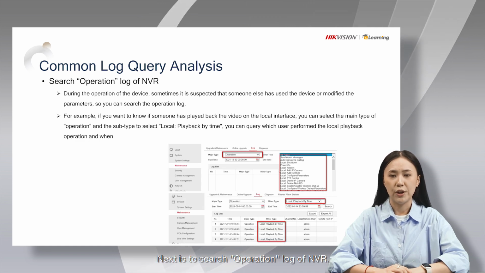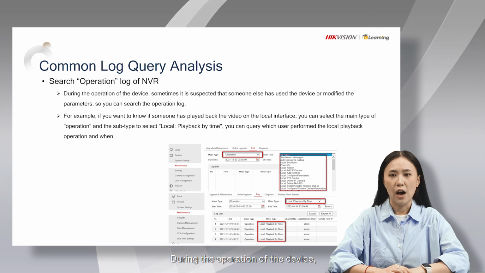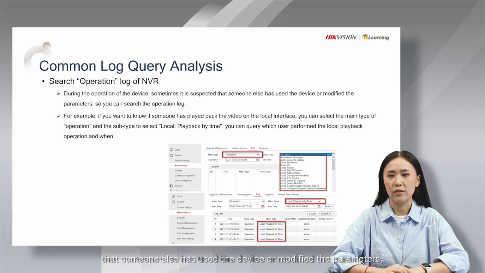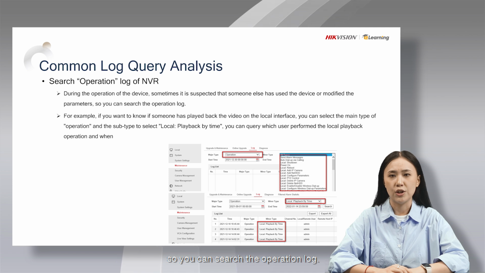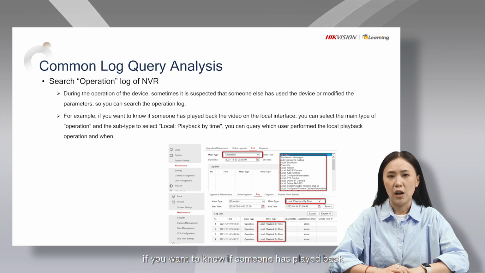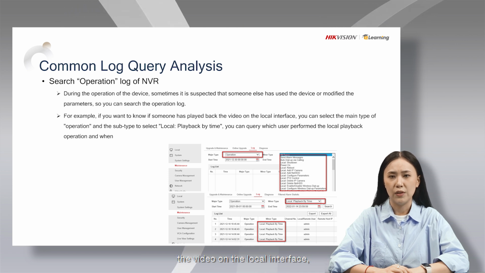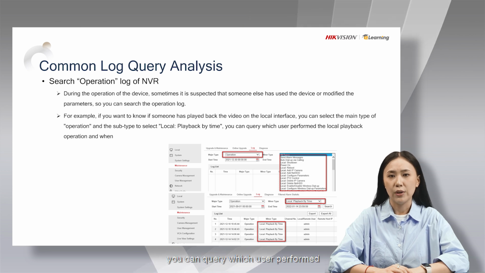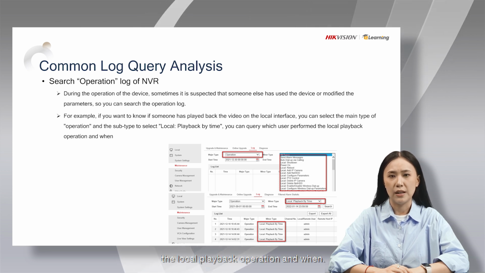Next is to search operation log of NVR. During the operation of the device, sometimes it is suspected that someone else has used the device or modified the parameters, so you can search the operation log. For example, if you want to know if someone has played back the video on the local interface, you can select the main type of operation and the subtype to select local playback by time. You can query which user performed the local playback operation and when.